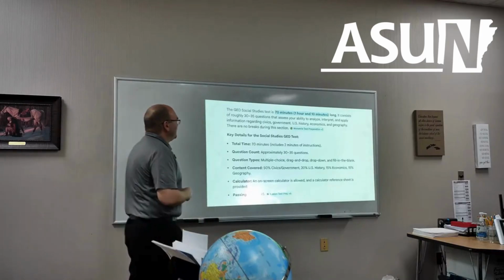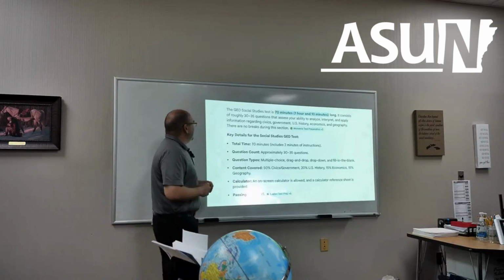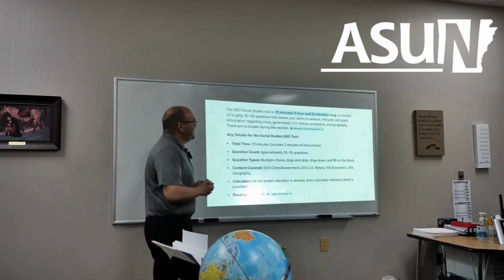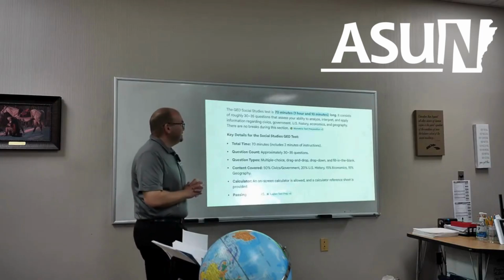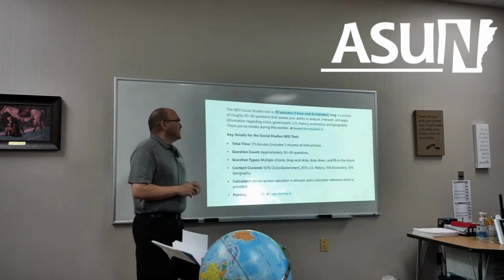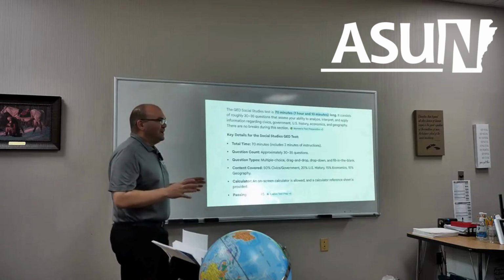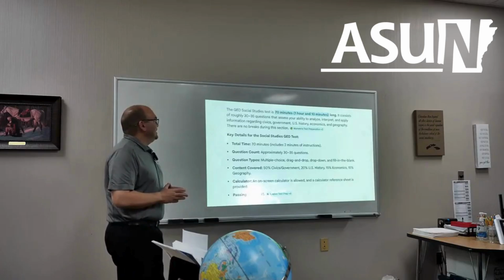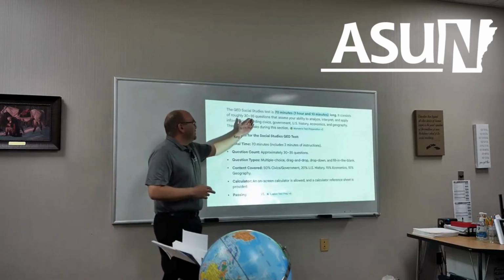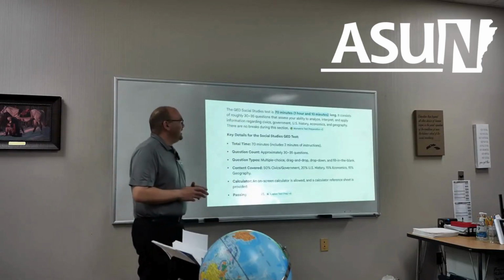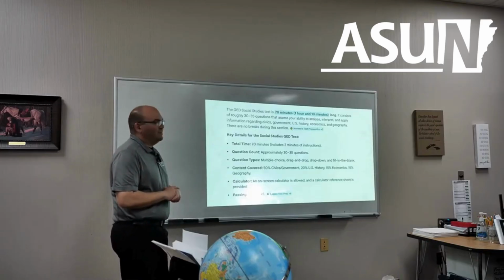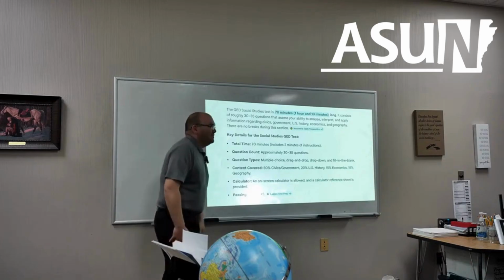So let's just talk about the content breakdown. The GED Social Studies test is 70 minutes. It is the shortest test, so you don't have that much time. It consists of roughly 30 to 35 questions that assess your ability to analyze, interpret, and apply information.